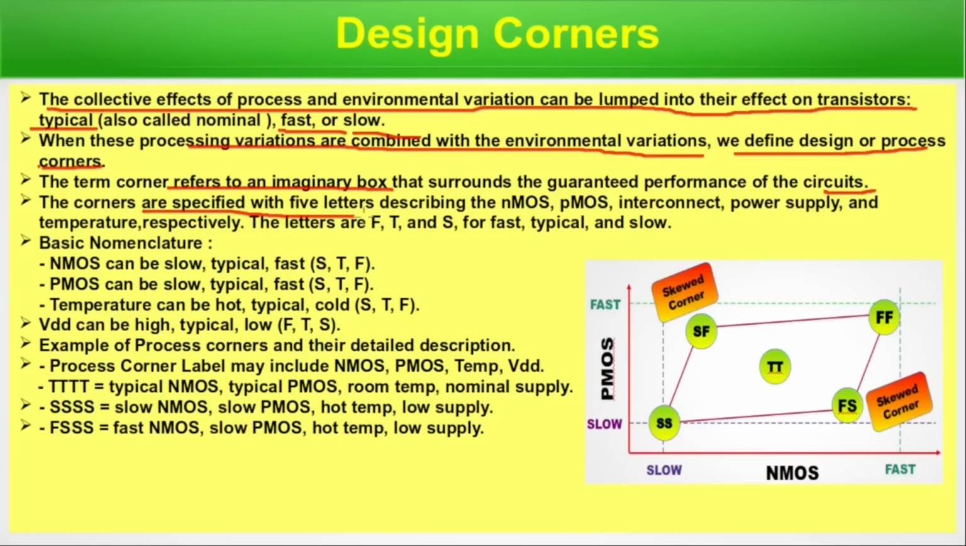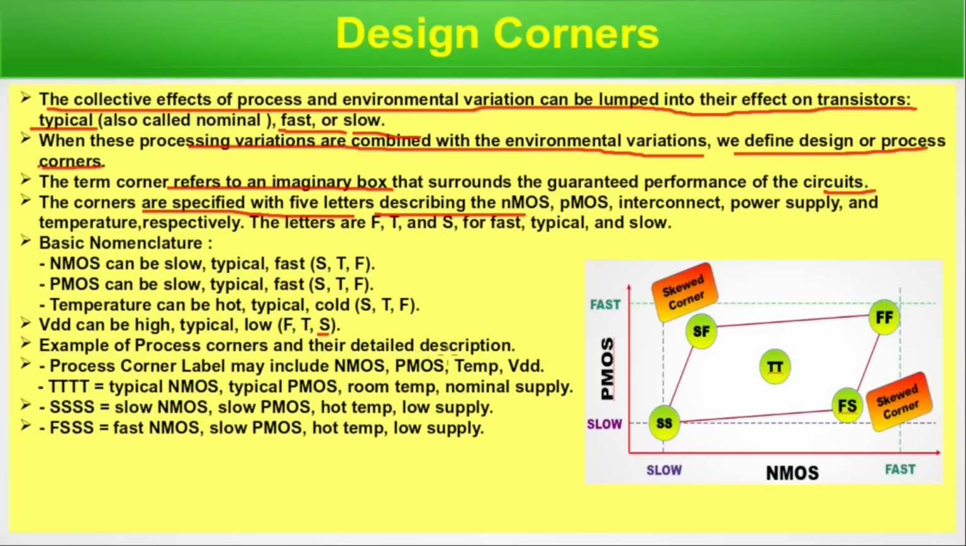The corners are specified with 5 letters describing the NMOS, PMOS, interconnect, power supply and temperature respectively. The letters are F, T and S for fast, typical and slow. So, basic nomenclature: NMOS can be slow, typical and fast, that is S, T, F. PMOS can be slow, typical, fast. Next, temperature can be hot, typical, cold. If temperature is hot, the device will be slower, so it is S; typical; and cold, so fast. VDD can be high, typical, low. If VDD is high, that is fast, typical T, and low, that is slow.